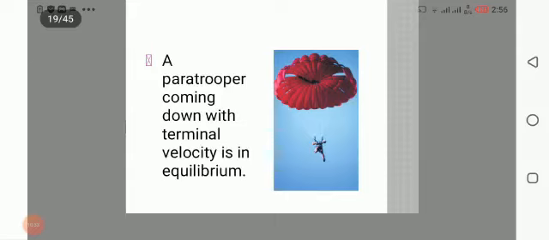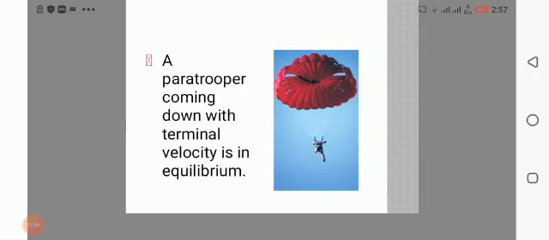This is an example. A paratrooper coming down with terminal velocity is in equilibrium. The upthrust force, or the tension along the string of the paratrooper, is equal to the weight of the person. The person moves at a constant velocity, which is called terminal velocity. So this is the best example of the first condition of equilibrium.